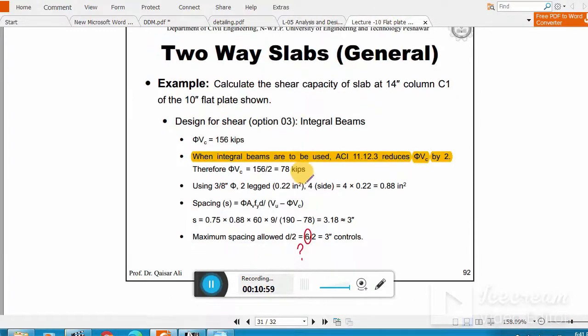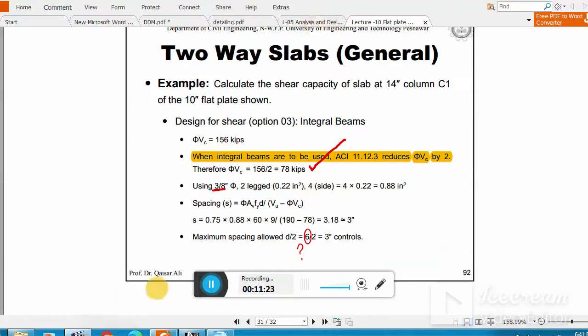Now you see here that we divide the punching shear capacity of the column, sorry, of the concrete, and it comes out to be 78 kips. Now you have to use phi Vc equals 78 kip. Here they say, let's say they are using number 3 bar as a stirrup, 2-leg stirrup, okay, 2-leg stirrup.